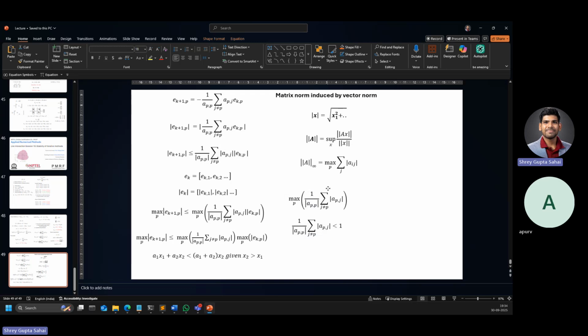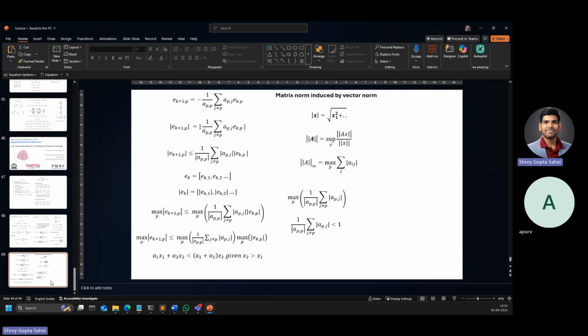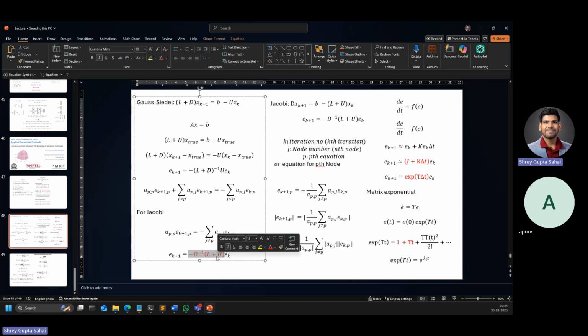Okay. Anyways, let me quickly take a small break. I'll come back in 2-3 minutes, and we'll continue a little bit on the stability of iterative methods, a little bit on von Neumann. Basically, we'll talk about the eigenvalues of this thing. Let's see.